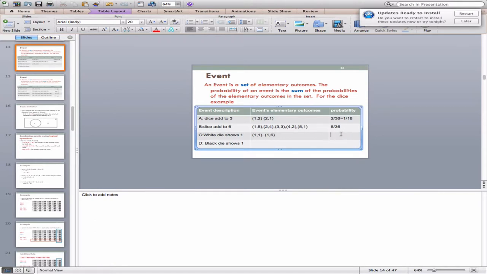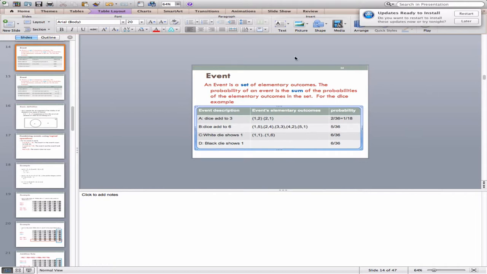The probability for this event is 6 out of 36. The event D, black die shows 1, is actually the same thing as event C. Just the second die is fixed to 1, and the first die, the white die, could be from 1 to 6. So it's still 6 out of 36.